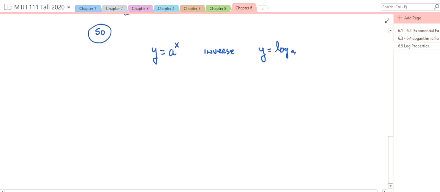If this is an idea, then we know that y equals a to the x, and the inverse of that we have found to be y equals log base a of x. These are inverses of each other, go back and forth. Notice I'm not rewriting this as a log. I'm actually writing the inverse of this, which is a whole different function.